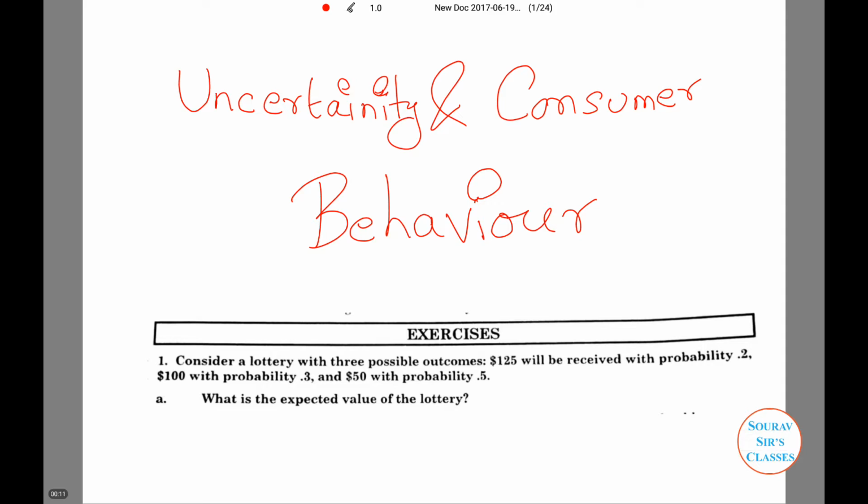Question number 1. In this, we consider a lottery with 3 possible outcomes, namely $125, which has a probability of 0.2, $100, which has a probability of 0.3, and $50 with a probability of 0.5. Now we find out what is the expected value of the lottery.